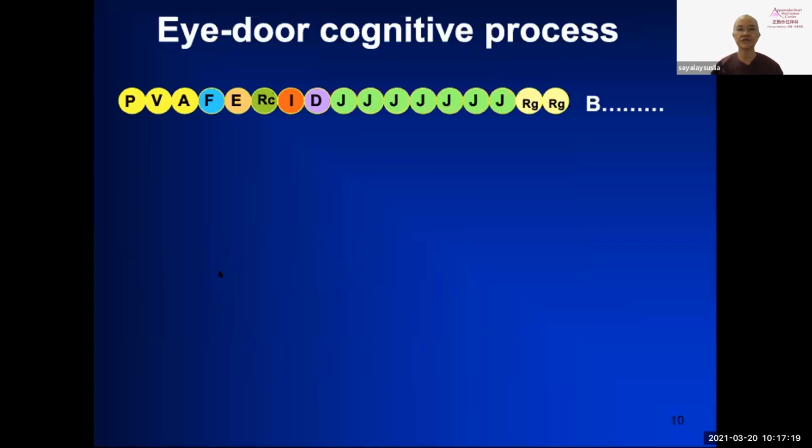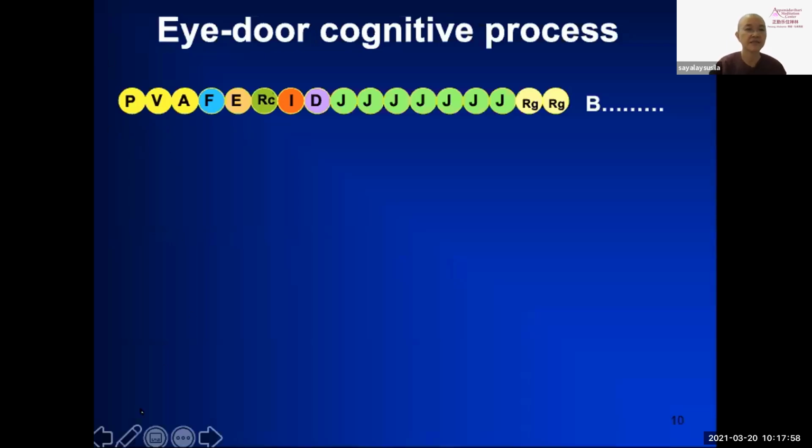So I want to introduce a little bit first. What is eye door cognitive process? Suppose a color impinges, impinge means strikes. A color or visible form impinges the eye sensitivity together with bhavanga. I will explain bhavanga later. So when a visible form impinges the eye sensitivity together with bhavanga, one bhavanga passes away.